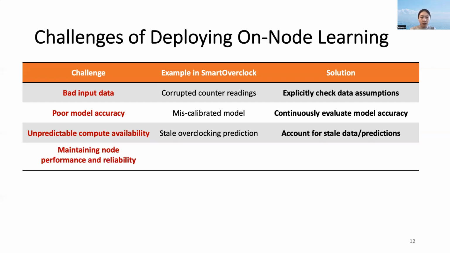The last challenge is maintaining overall performance and reliability of the server node. For example, the SmartOverclock agent could perform too much unnecessary overclocking and waste power. Therefore, on-node learning agents should monitor overall server state and support restoring the server node to a safe state when problems are detected.